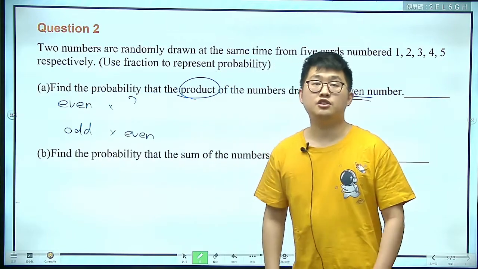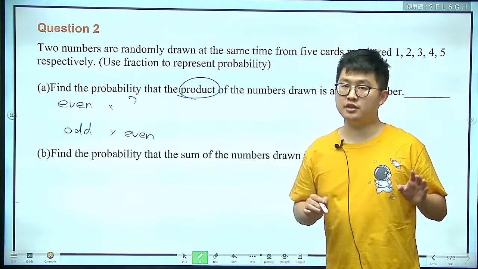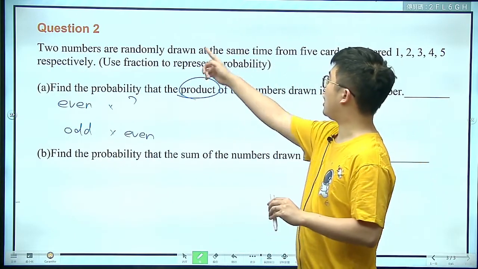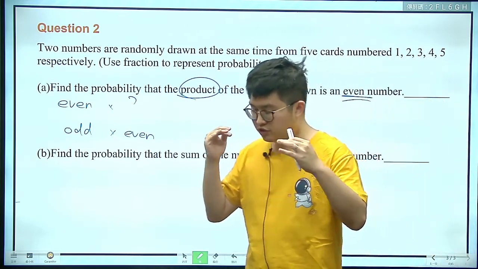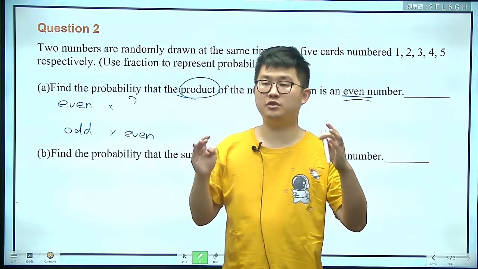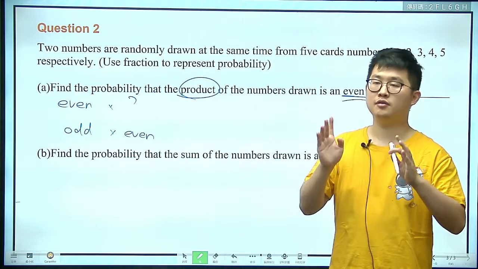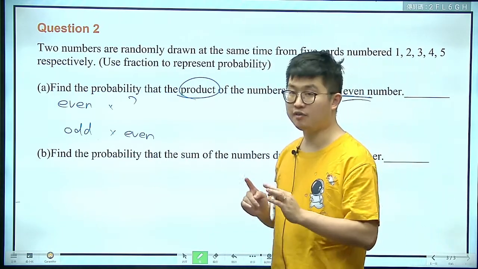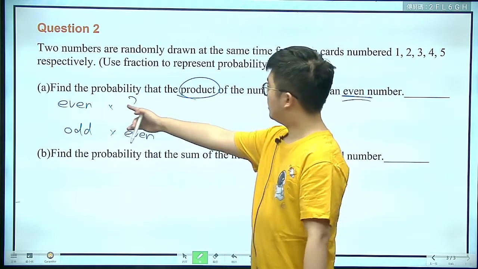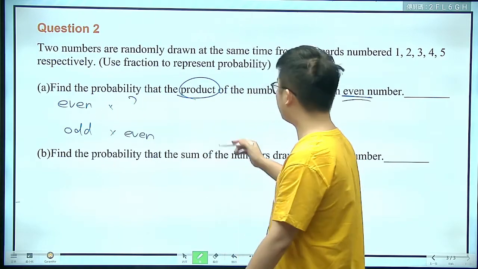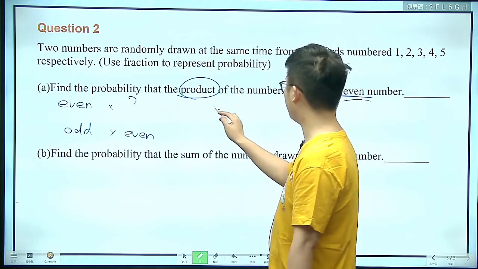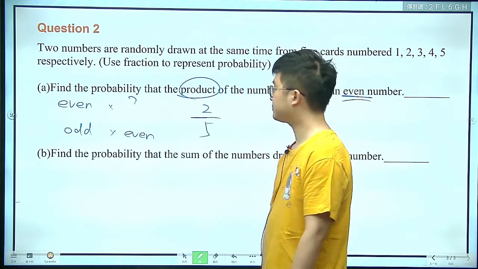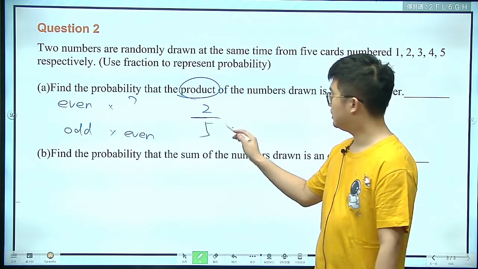right? So although this question tells us that we draw 2 cards at the same time, we can imagine that we draw one at a time. This will make it a lot easier for us to figure out the chance. So in this scenario, we draw an even number in the first place. So there are 2 over 5.